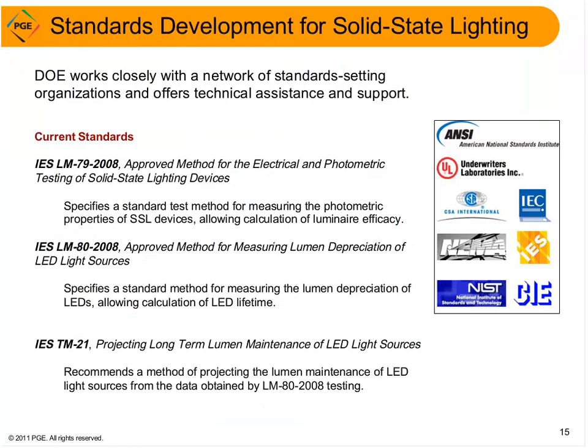Standards and technical help are crucial for the development of solid-state lighting. And here's just a few. One that's familiar to perhaps a lot of you is LM79, and this provides a standard testing method for LED products. Now keep in mind, just because a product claims that they have an LM79 report doesn't mean it's great, it just means that it's been evaluated properly. LM80 is a method for measuring the lumen depreciation of LEDs, and TM21 provides a method that allows you to take the LM80 data and then make some sort of projection about the lumen maintenance of LED light sources. So in summary, these standards are very helpful and they should be used as a starting point for evaluating LED products.